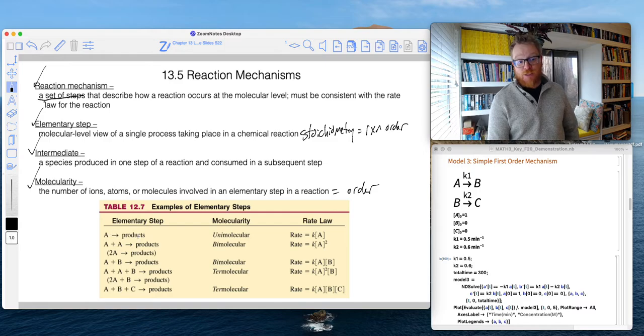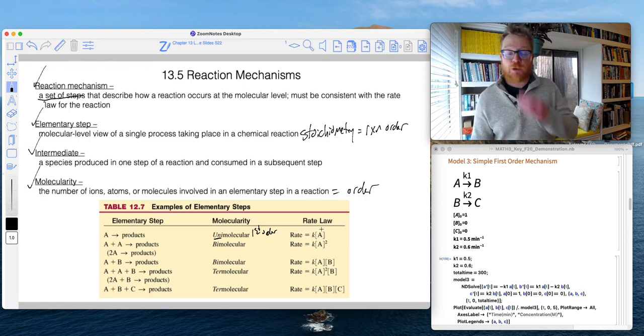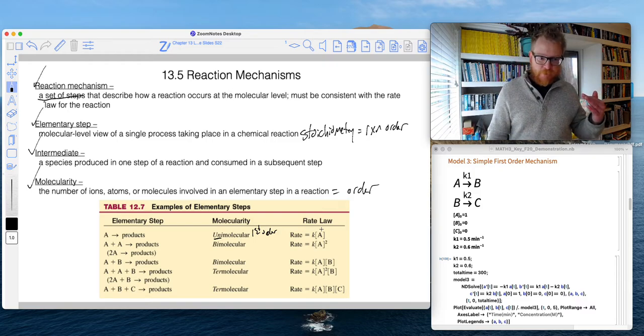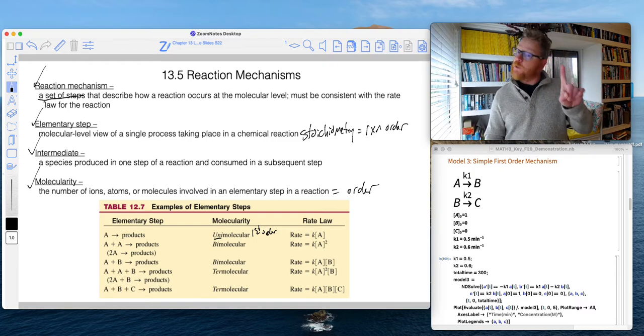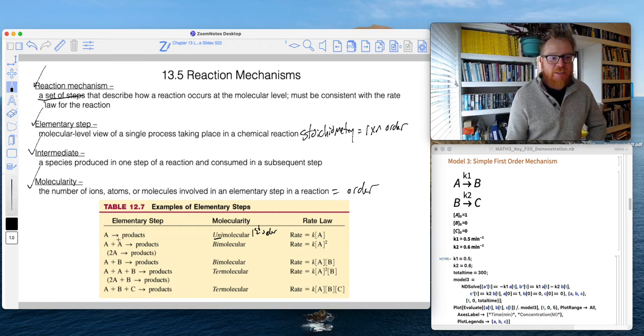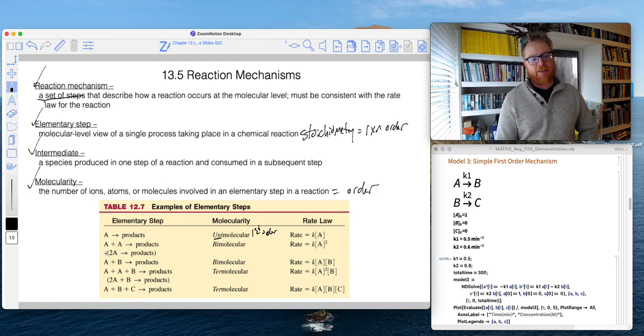So if we have just A goes to products, we call that unimolecular, which means first order, and the rate law is just k times A, raised to the first power, okay? So we could think of a first order reaction as a unimolecular reaction, which means there's only one molecule involved, okay? So let's suppose our reaction gets a little more complicated and it's A plus A, or in other words, 2A goes to products. We would call that bimolecular. Of course, that's second order, and the rate law would be k times A squared.